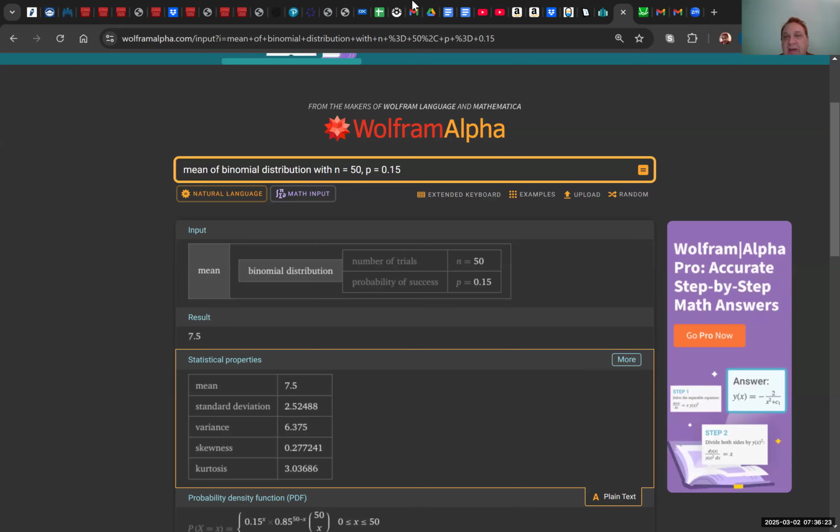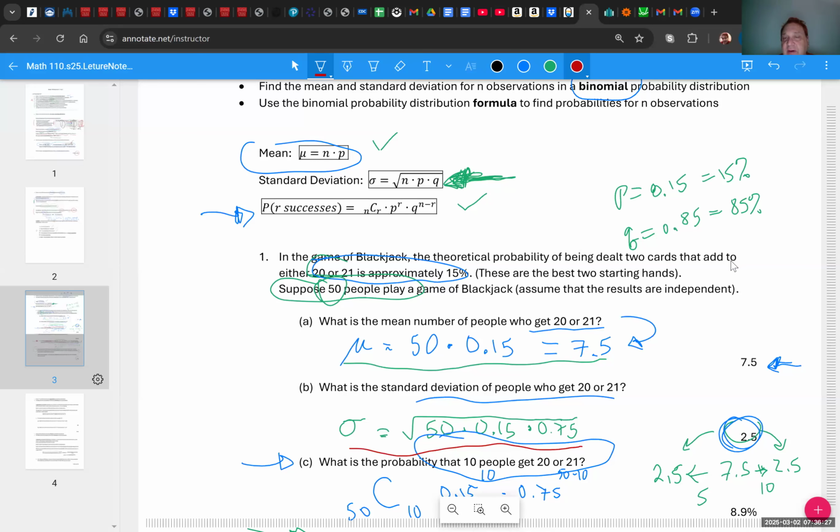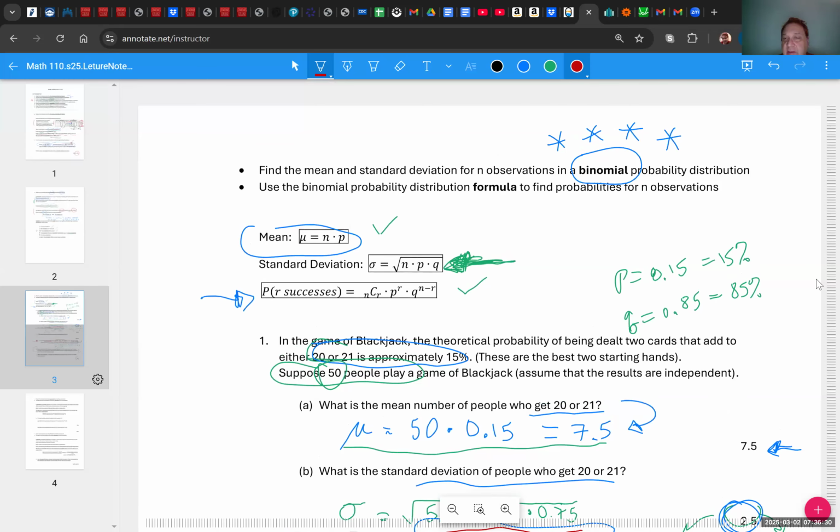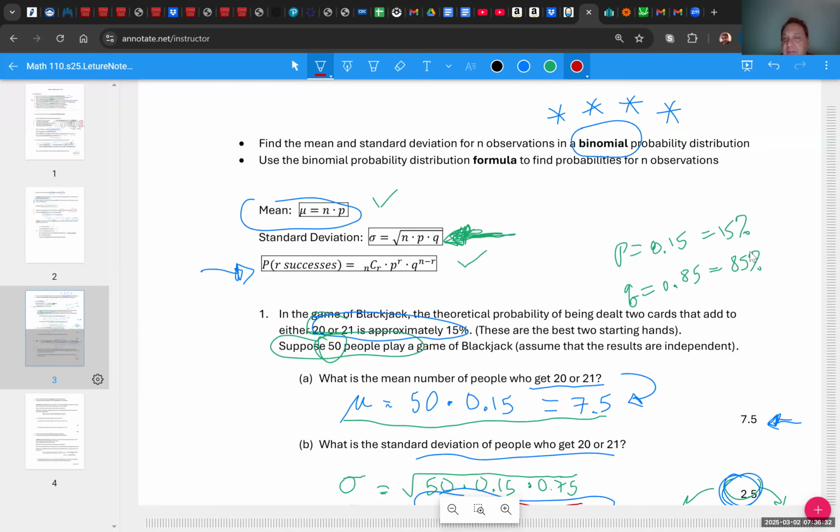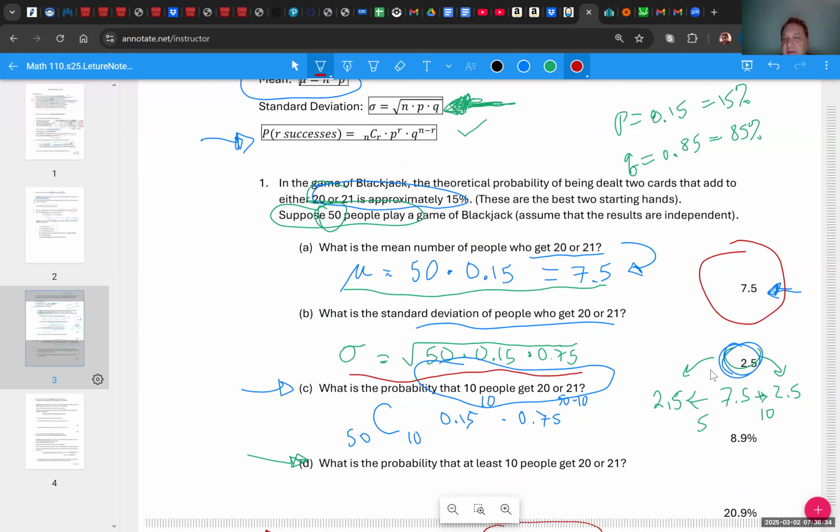You can type in whatever you want and it'll tell you the answers. 7.5 and 2.5, if you recall, were the mean and standard deviation that we figured out in this problem right here. 7.5 was the mean and 2.5 was the standard deviation, right? So it'll do it on Wolfram Alpha if you don't want to do the calculation by hand. But StatCrunch doesn't really do those things. I guess they assume that it's easy to do by hand.